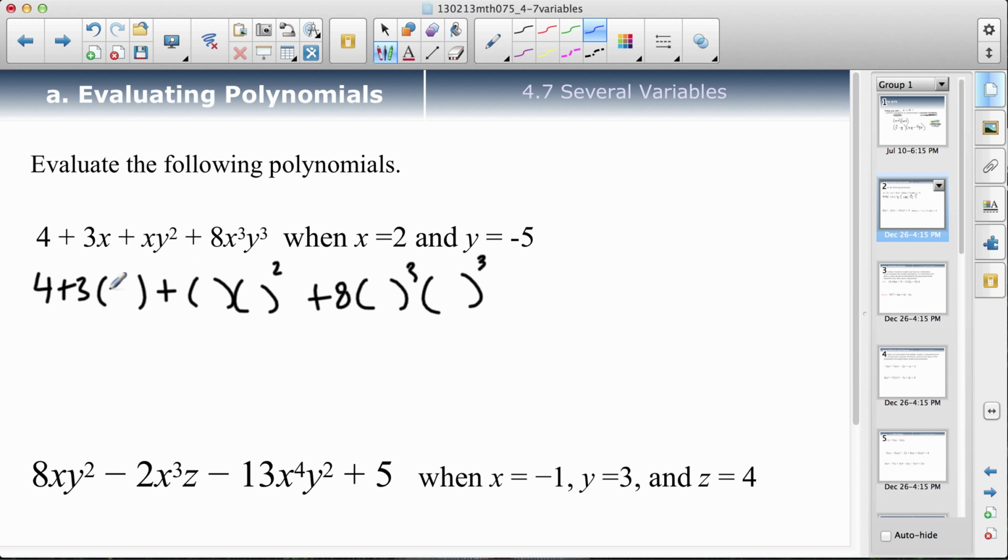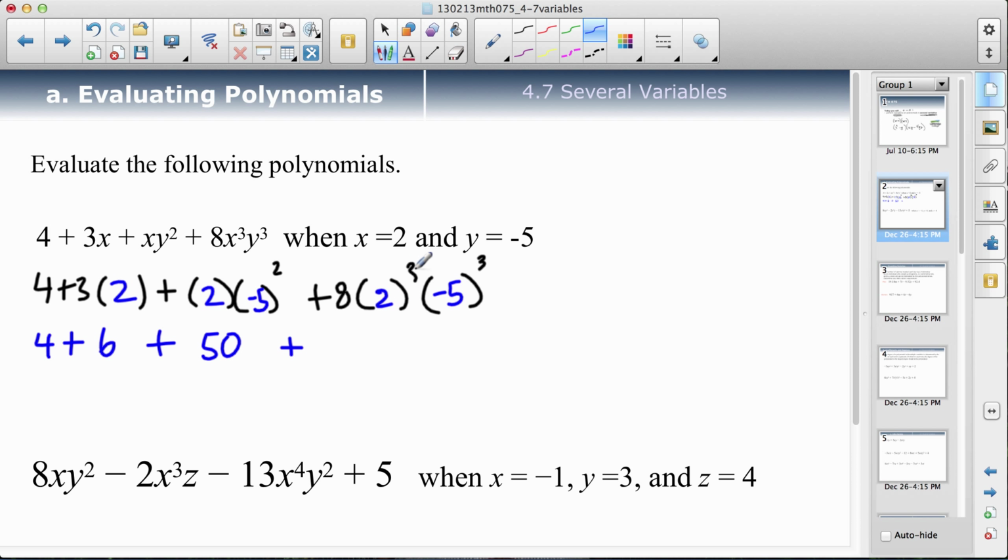So x is a 2. Here's another x. Y is a negative 5. 8x, that's a 2. And y, that's a negative 5. And then I go back and do things in the right order. So I can do these ones already. So 4 plus 6 plus. Now before I multiply these, I'd have to square that. So negative 5 squared is positive 25 times 2 is 50.